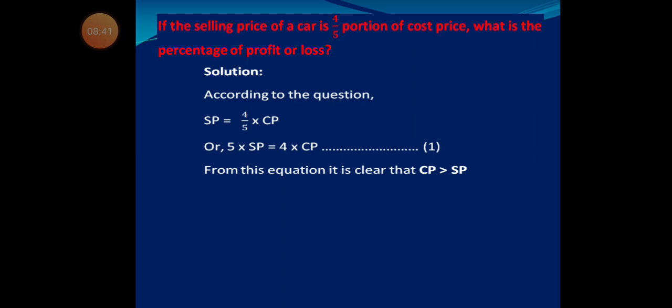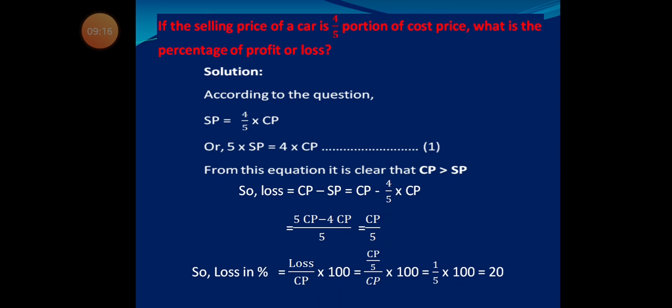That is, from this line we can say that the cost price is higher than the selling price. And to find the loss, we need to subtract the selling price from the cost price, as cost price is higher. So loss equals cost price minus selling price, and you know the selling price is 4/5 of cost price. So the loss by calculating is cost price over 5. So the loss in percentage is loss divided by the cost price times 100. And the loss is CP over 5 over CP times 100, which is 1 over 5 times 100 equals 20.